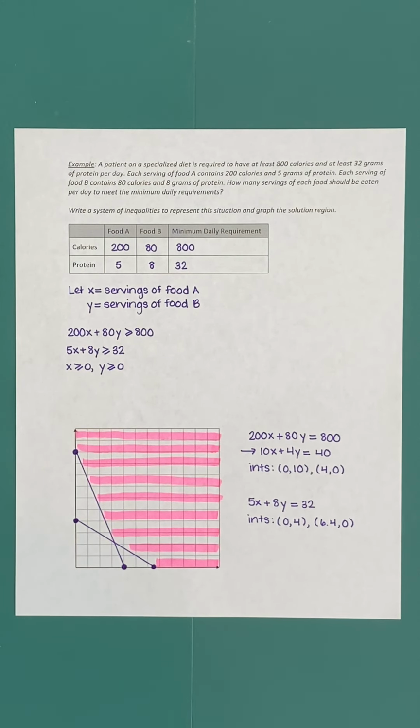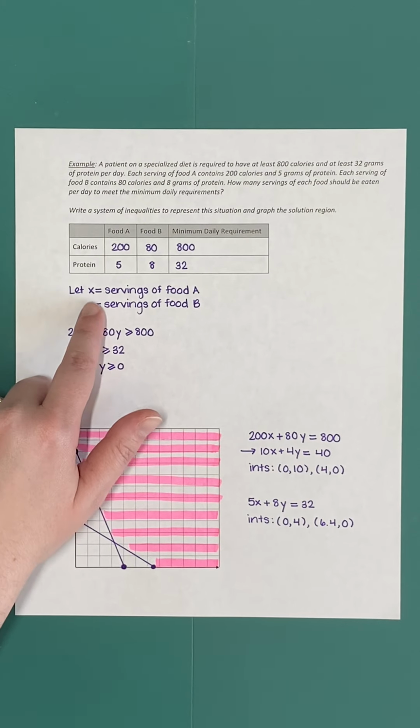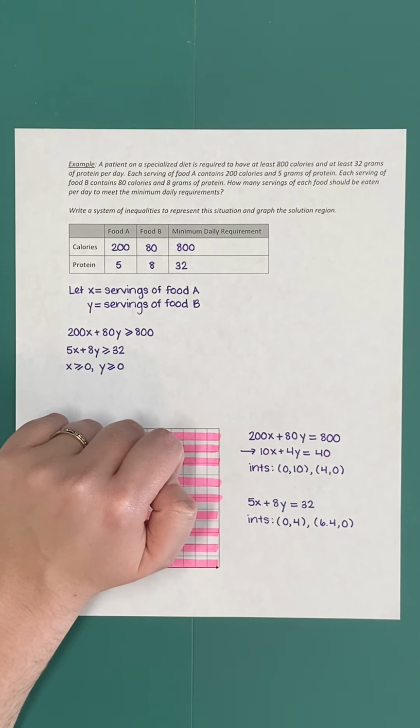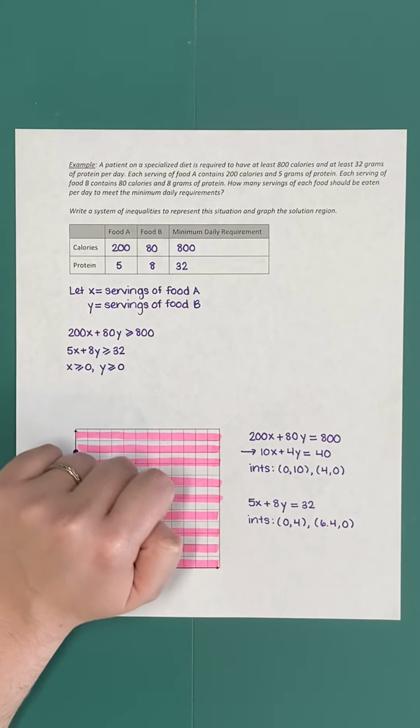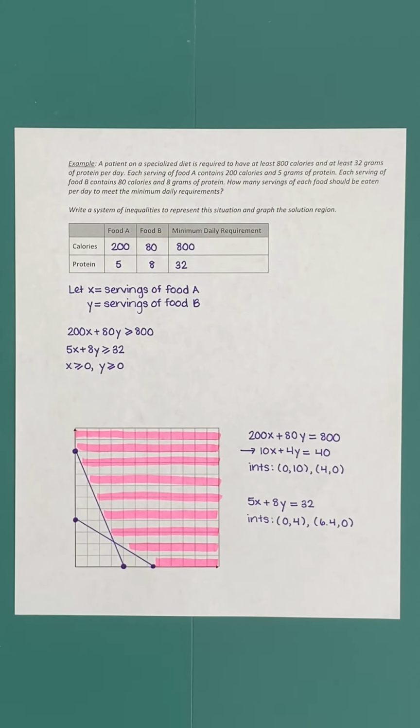Once I know what I'm looking for, that tells me what I'm going to define as my variables. I have 2 different types of food. I'm going to eat different combinations of those 2 types of food. So that's going to represent my variables. I'm going to let X represent how many servings of food A that I assign this person, and I'm going to let Y represent how many servings of food B I assign this person.